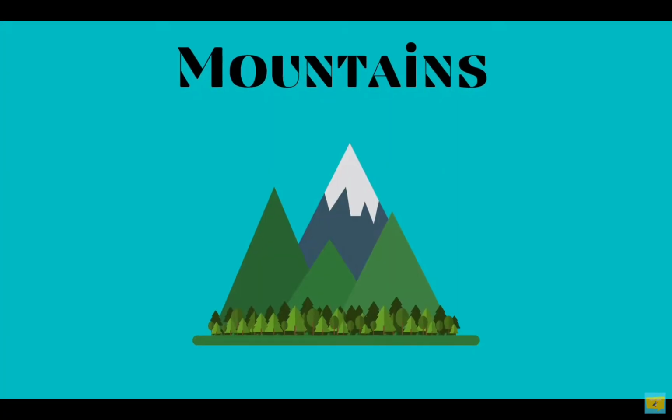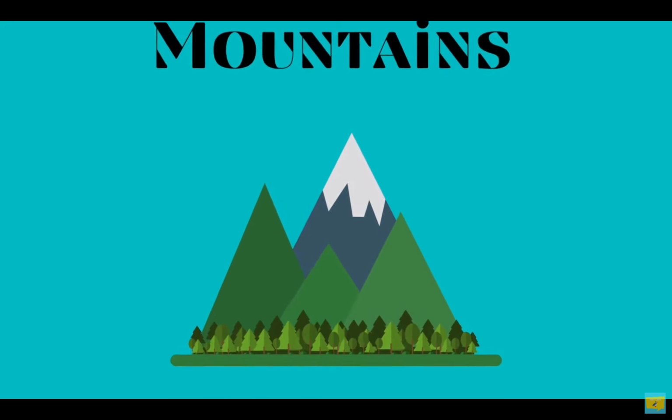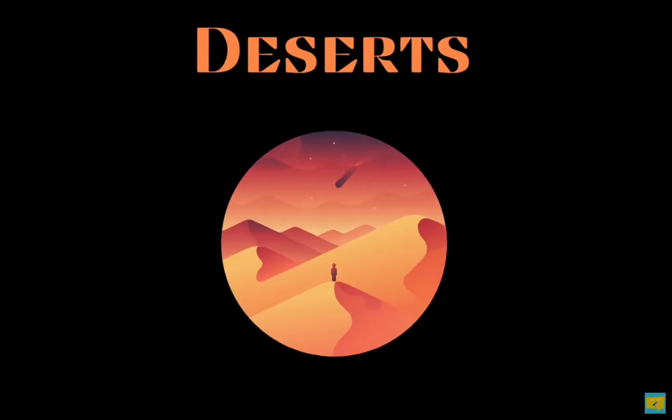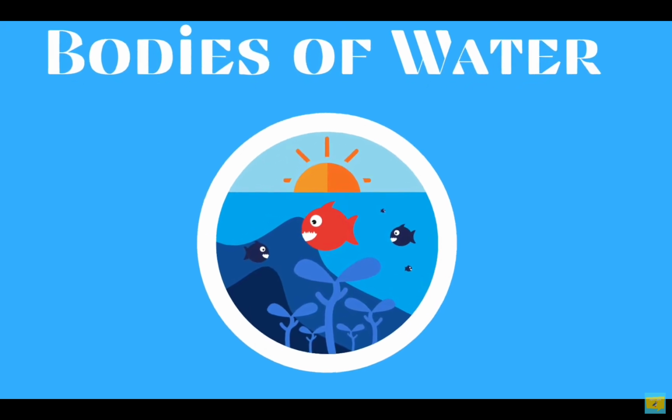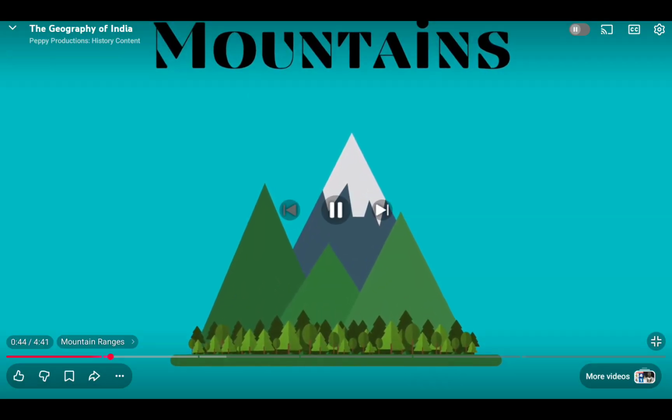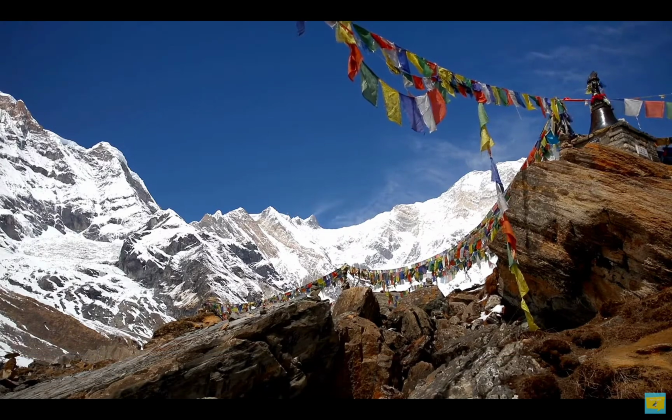Maldives. Topics covered are the mountains of India, the important rivers of India, the Deccan Plateau, the Thar Desert, and bodies of water near India. Topic number 1 is mountain ranges. There are 3 important mountain ranges of note in India.